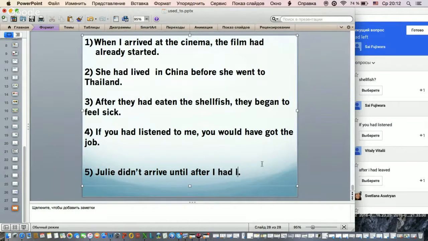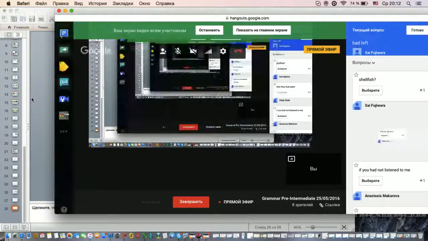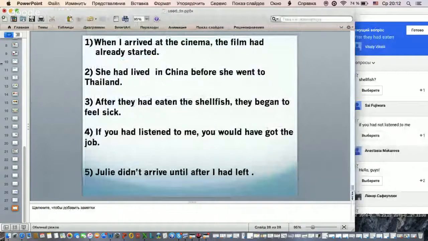I had left. То есть Джули не приехала до того момента, как я уехал. Alright, so thank you. So that is in fact everything I wanted to tell you about such things as used to do something, to be used to, get used to, so everything with the used to, and the past perfect.